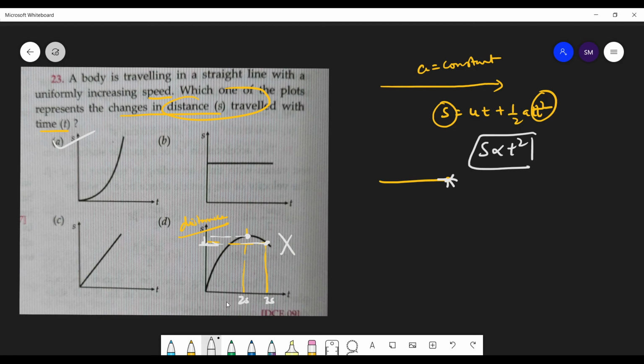So students, keep on drawing these graphs. I am repeatedly telling you. Next question.